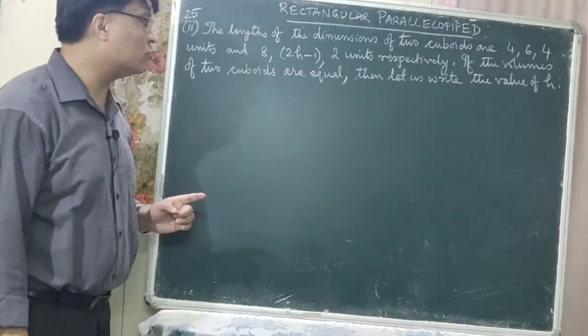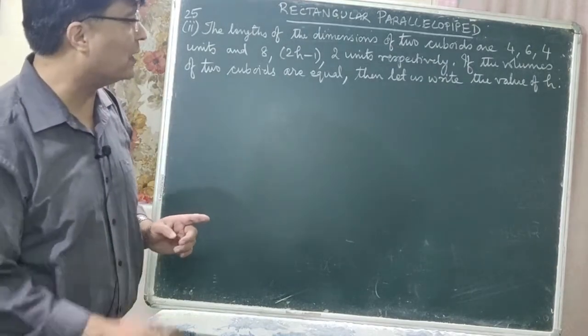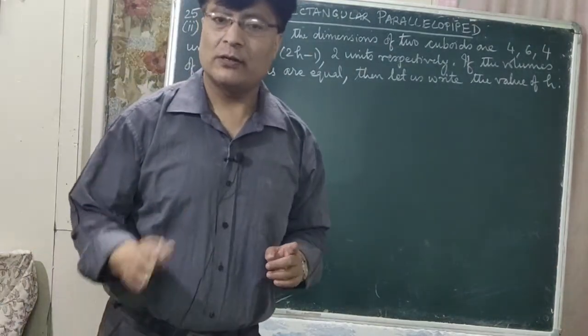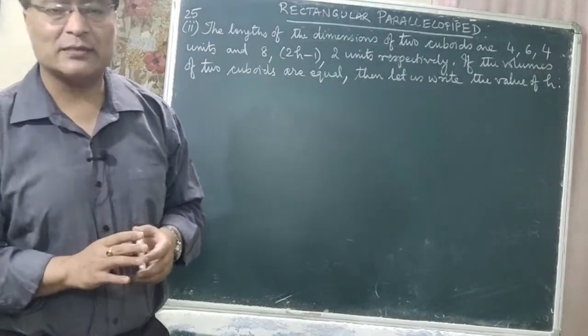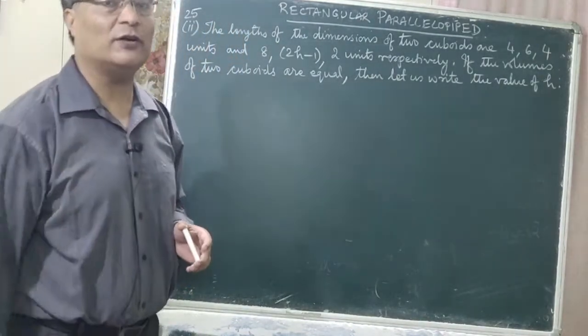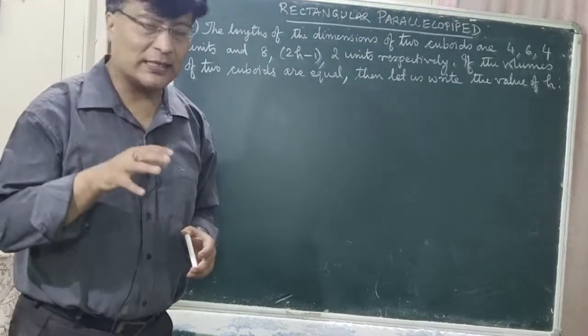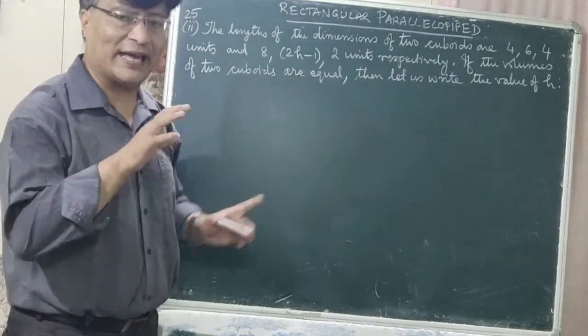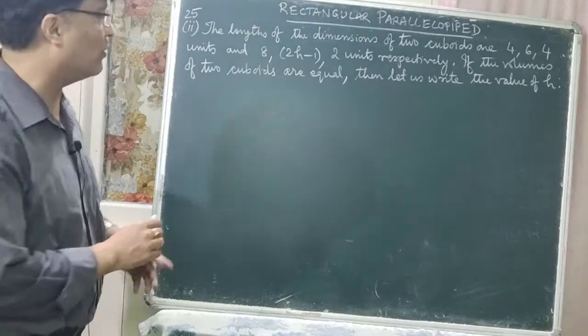If the volumes of the two cuboids are equal, then let us write down the value of h. So in the question it is given that the volumes of the two cuboids are equal. So you have to get the value for h. Okay. So let us find out the volume of the first cuboid as well as the volume of the second cuboid.